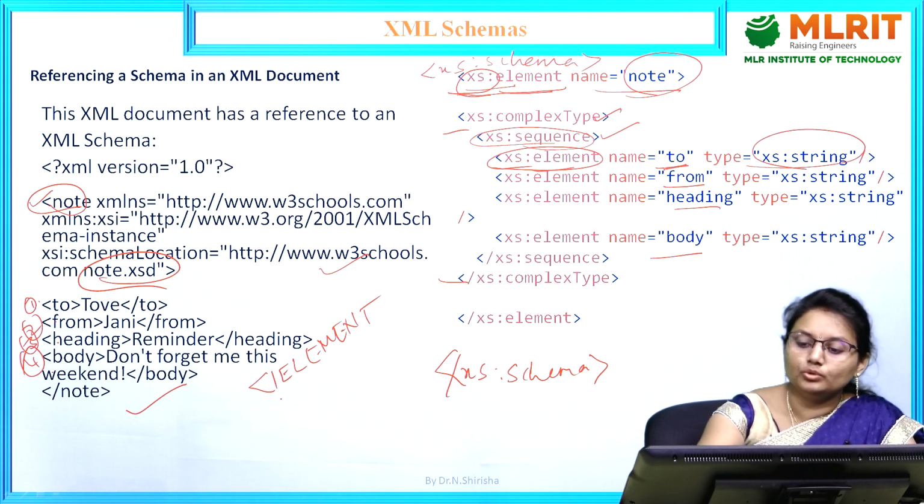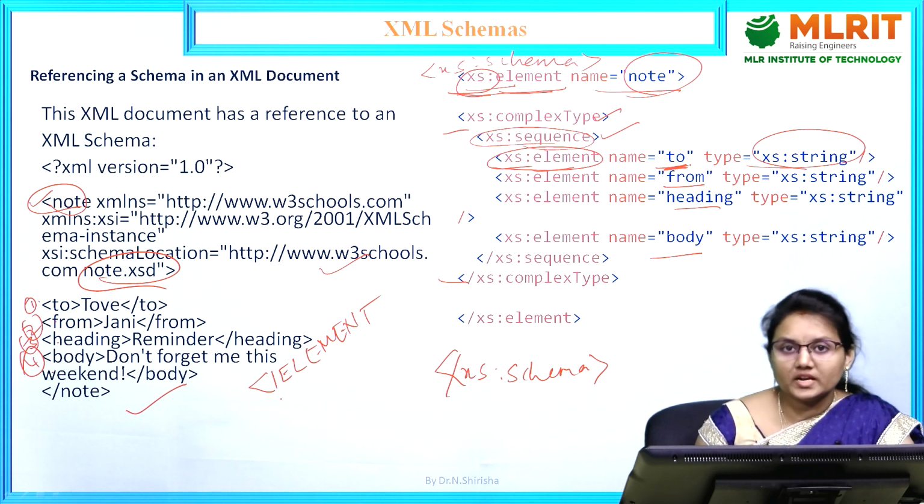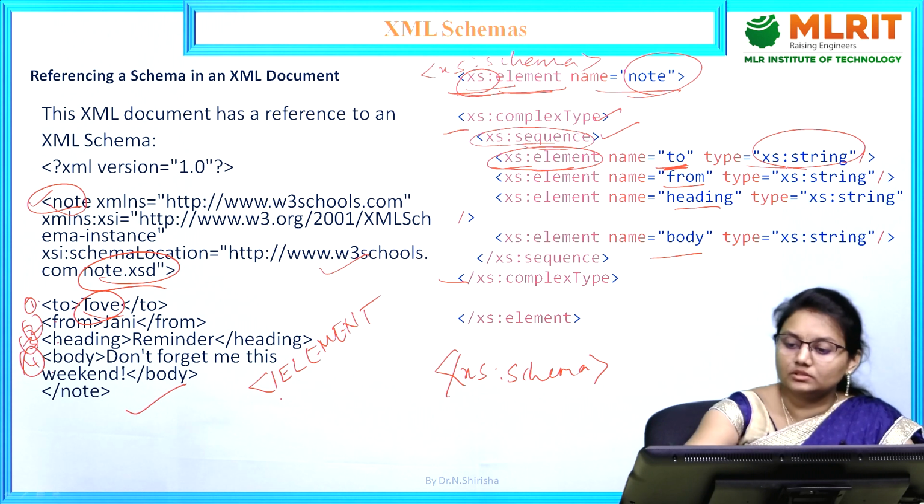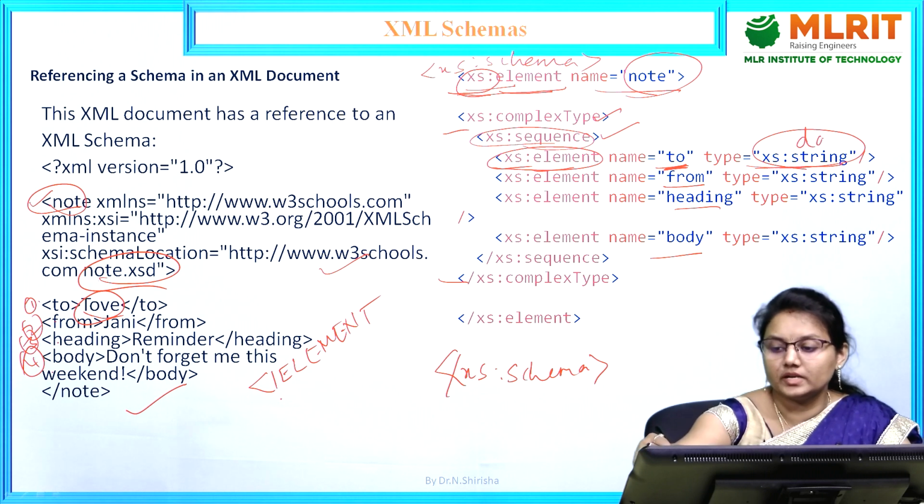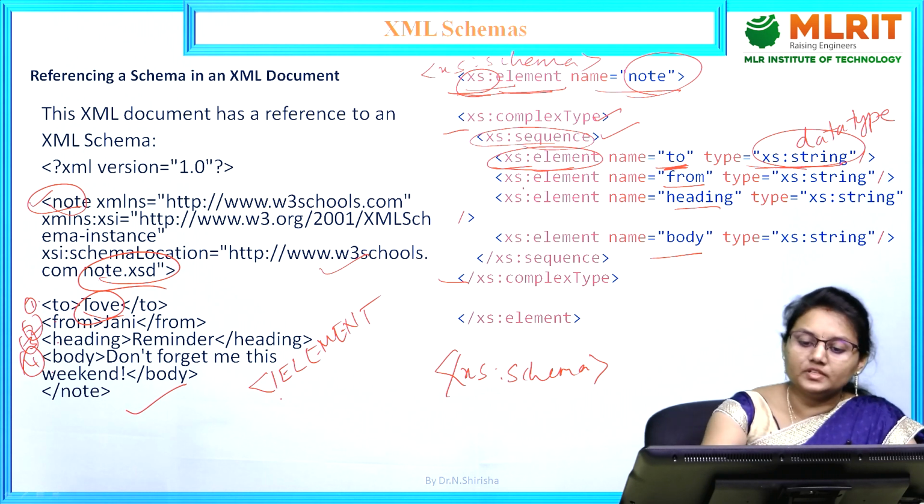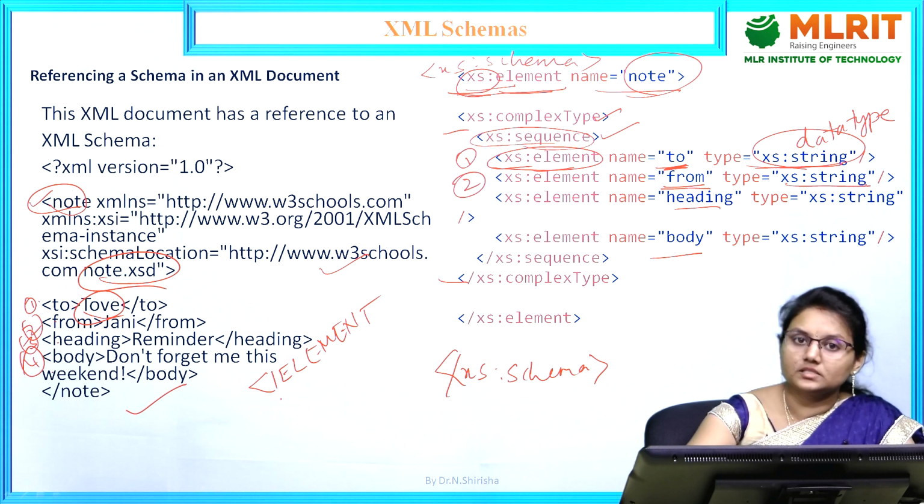xs:element "to". "To" means what type of data you have to pass for "to"? This is the "to", and what is that? String. So, xs:string. What is string? This is the data type that we are passing here. What is my type of data? String type of data. So, similarly for the second one, this is first one, this is second one, from. Type what? xs:string.